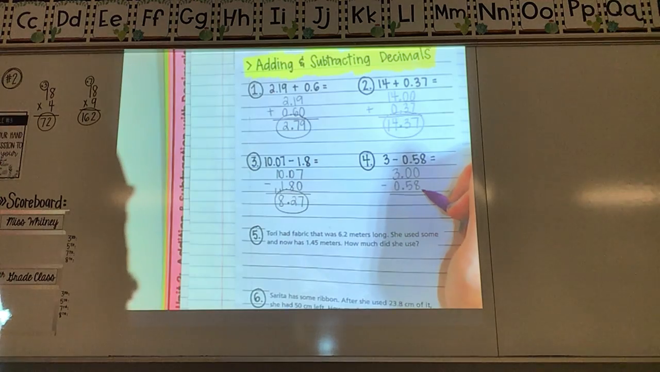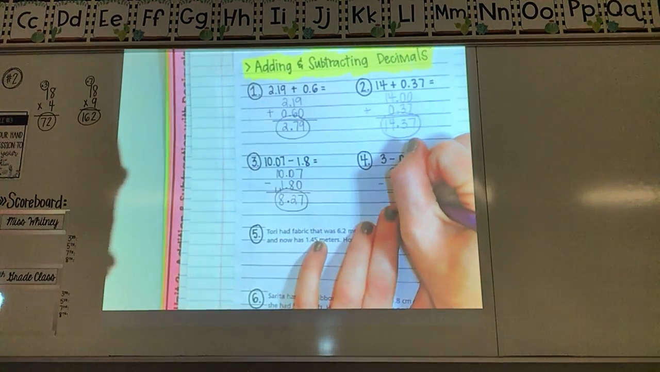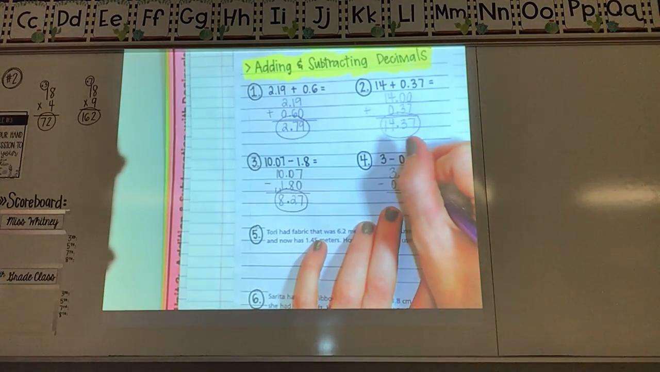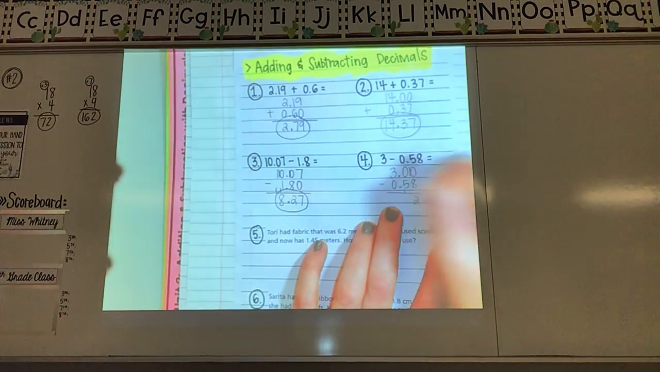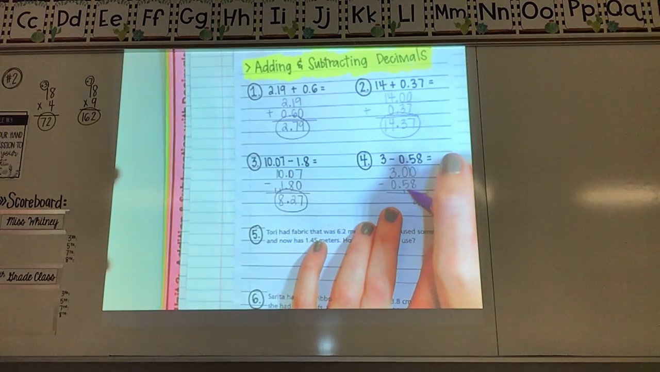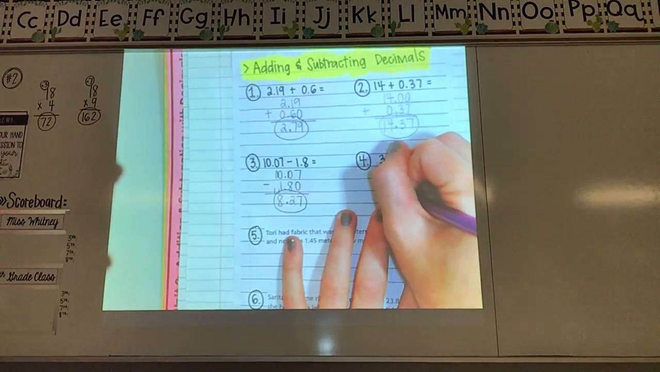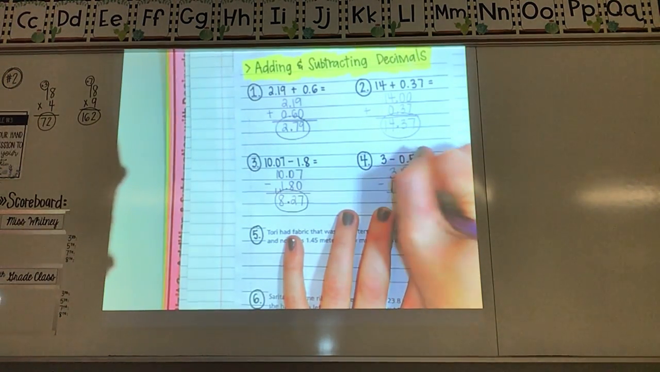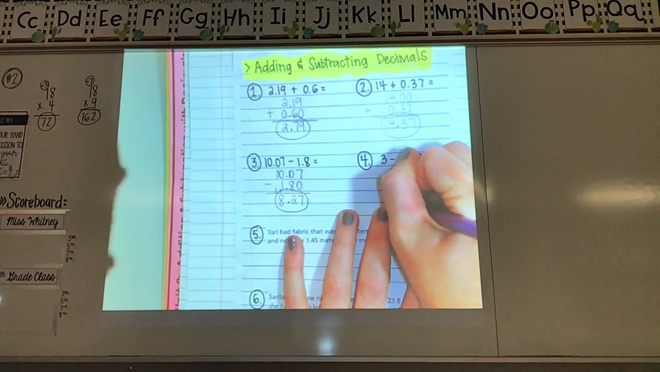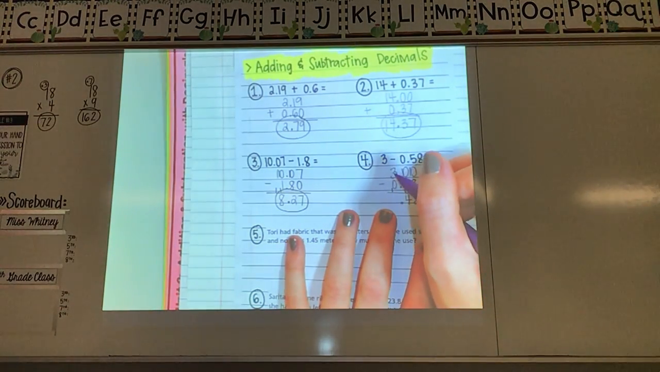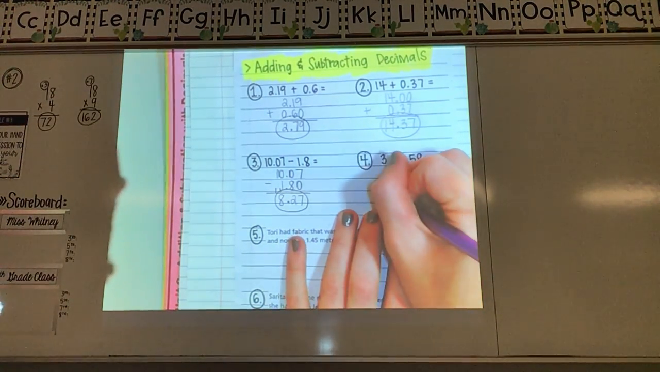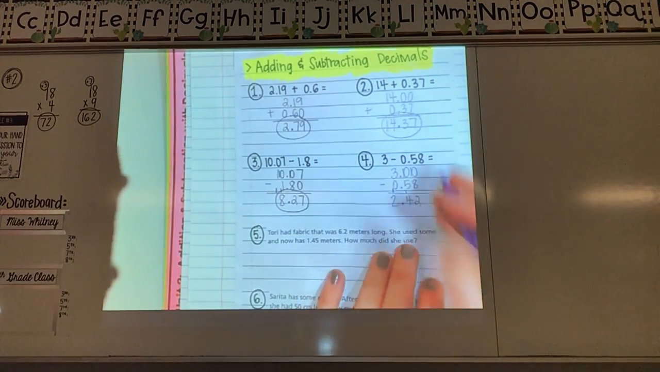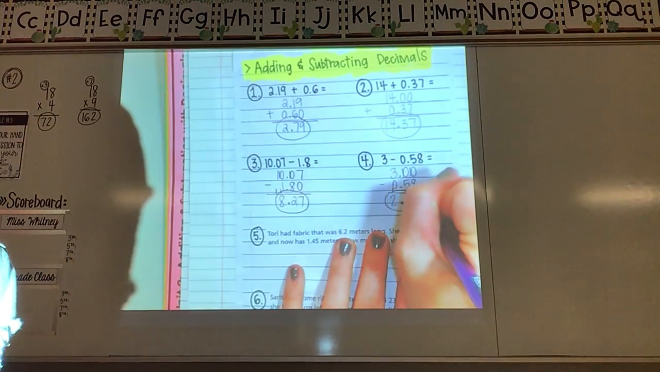0 minus 8. I cannot do that, so I'm going to take 1, give 1, or you can borrow either way, but you should get the same answer as me. 10 minus 8 is 2. Go over here, 0 minus 6. I cannot do that either, so take another one from over here, give 1 here. 10 minus 6 is 4. I'm to my decimal, so I'm copying it down. And then 3 minus 1 is 2. If you borrowed, you still should get 2.42 as your answer.